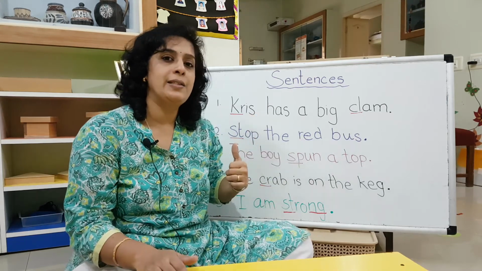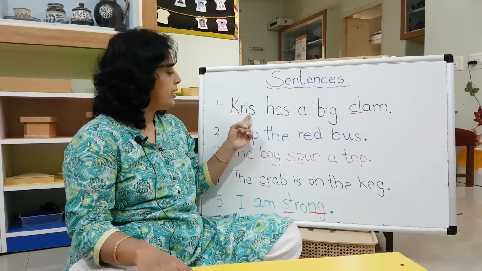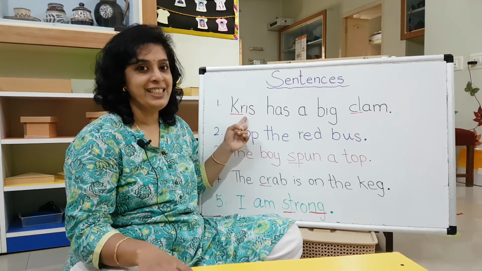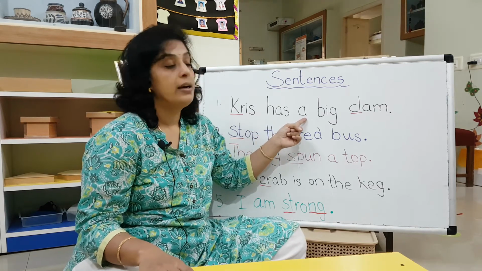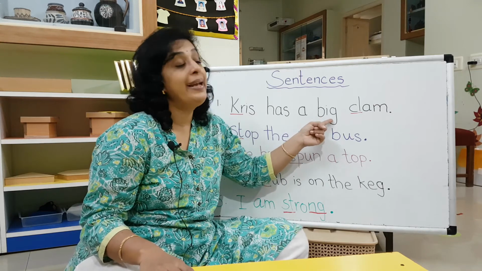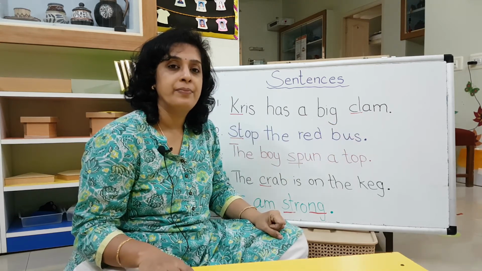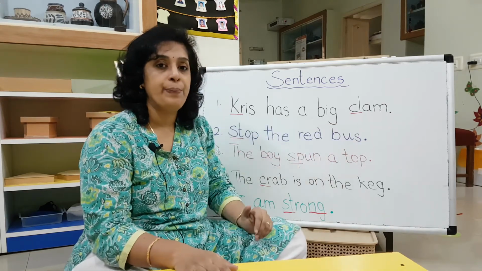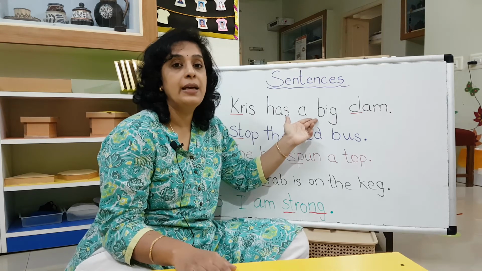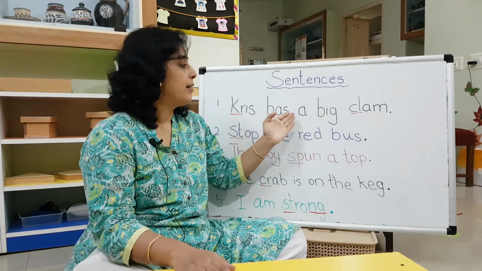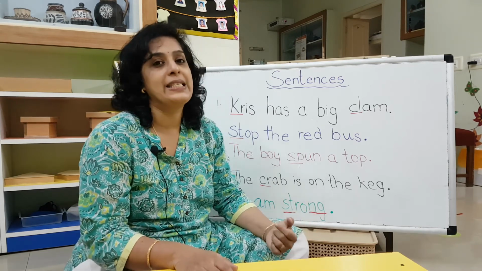Shall we see what is written here in the sentence? Kra. Kra, it's a blend, so I have written it together. Kra is. Chris. You remember your friend Chris? Yes. Chris has a big, clam, that shell. See, clam. Chris has a big clam. Chris has a big clam. Now does it make sense to you? Chris has a big clam. Yes, that is what is written here.